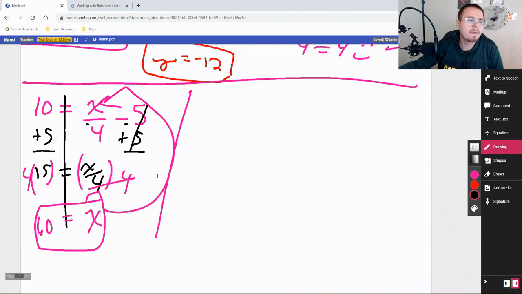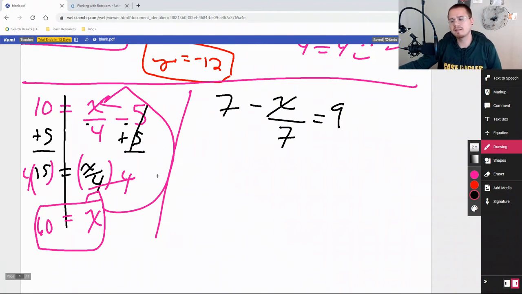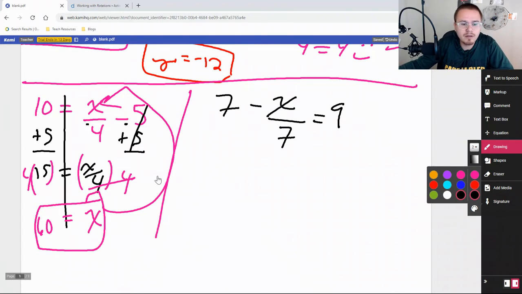Just saying. What if we go with 7 minus x divided by 7 equals 9? Get a little spicy. I like spicy. So here we go.